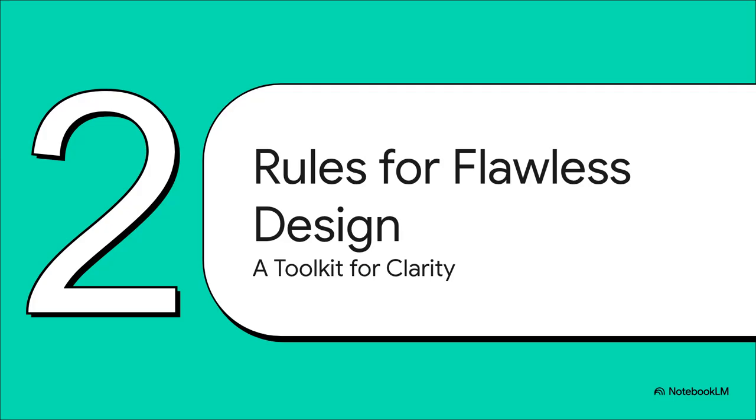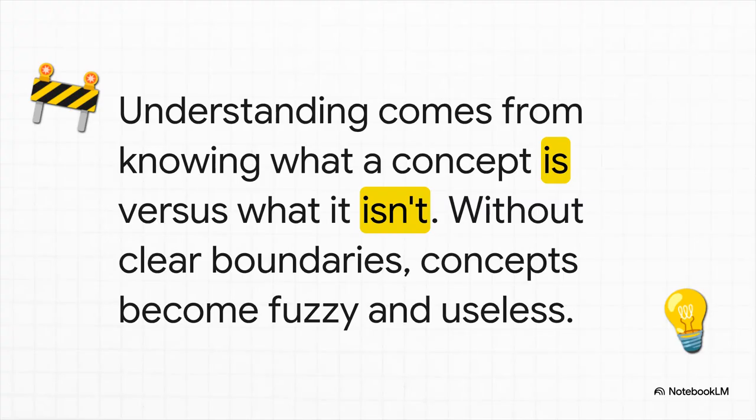So, if learning hinges entirely on the examples, how do we make sure our examples are flawless? Well, that's exactly where our toolkit comes in. We've got 4 incredibly powerful rules that can transform teaching from a game of chance into an engine for clarity. All right, rule number 1, and this might sound a little counterintuitive at first. Boundaries matter way more than definitions.